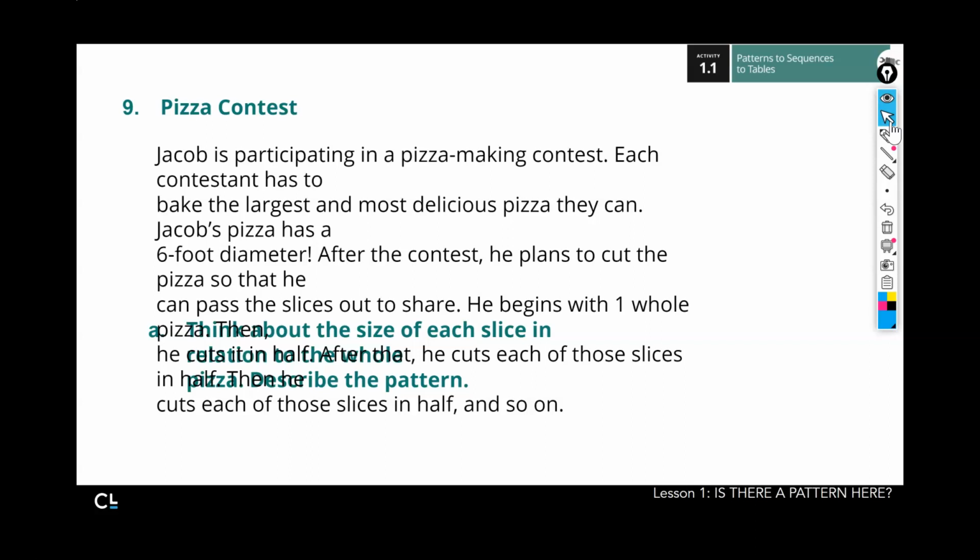Then he cuts it in half. After that, he cuts the slices in half, then he cuts those slices in half, and so on. So let's analyze what's going on here. After each cut, the slice is half the size of each slice in the previous cut. Part B, determine the size.